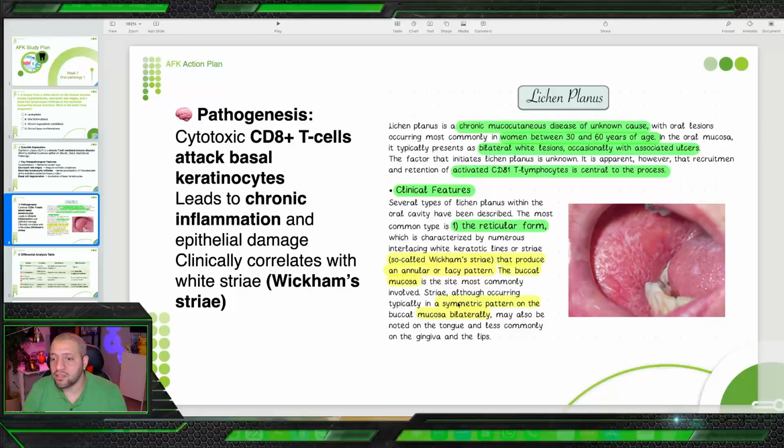So this white lacy pattern of white on the buccal mucosa, they call it Wickham's striae. Most likely it will be bilateral with familial history. This is due to CD8 T cells, lymphocyte T cells, specifically CD8, which attack basal keratinocytes, leading to chronic infiltration and inflammation. Epithelial damage clearly correlates with white striae, which we call Wickham striae.